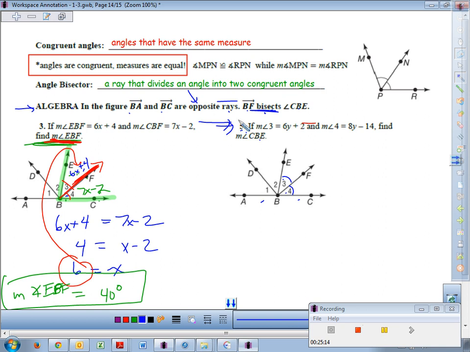Take this information, put it in the picture. Pause the video and get that done. Are we cool with that information being in the picture right there? So what do we do now? We want to solve for y somehow. How can we do it?